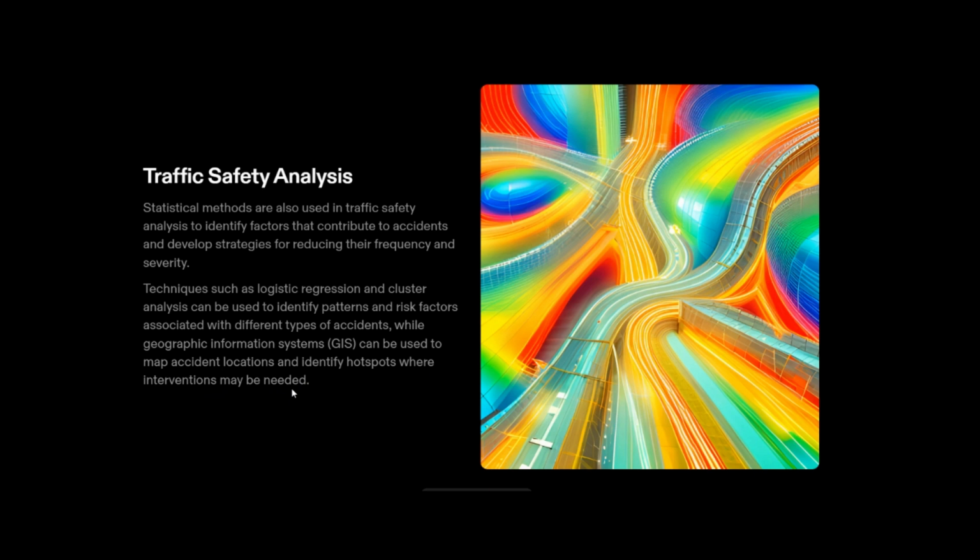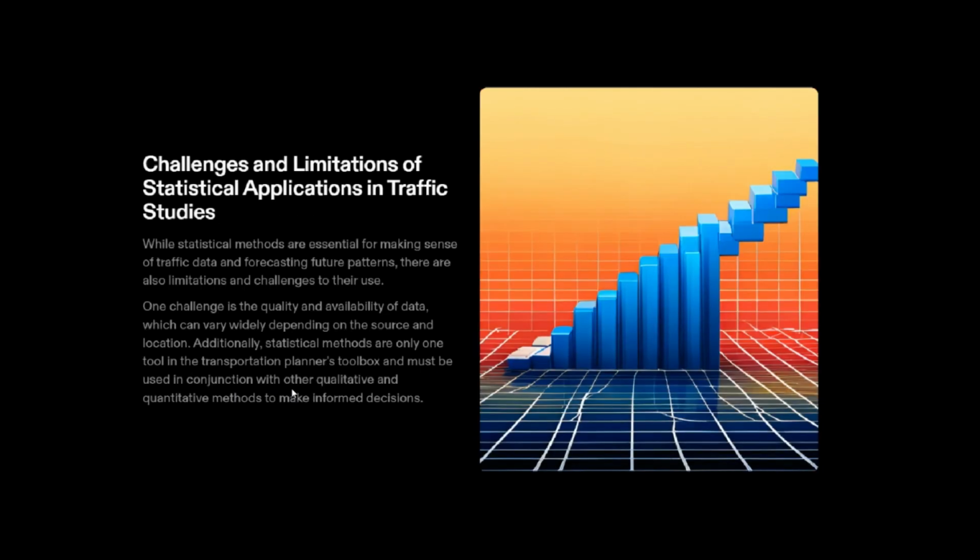analysis, inferential analysis, identification of countermeasures. In summary, traffic safety analysis involves collecting and analyzing data on traffic accidents to identify patterns, risk factors, and strategies for improving safety. The next topic is challenges and limitations of statistical application in traffic studies.